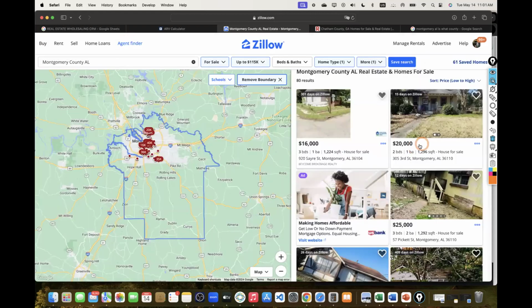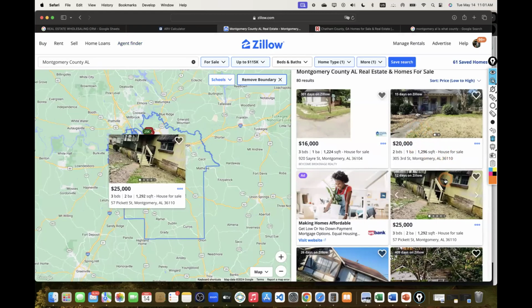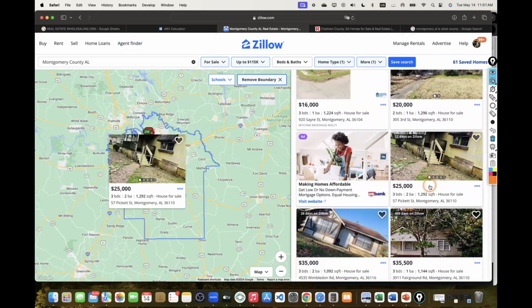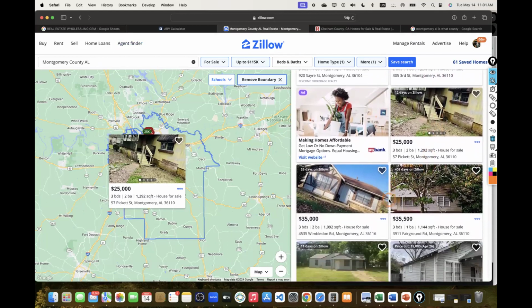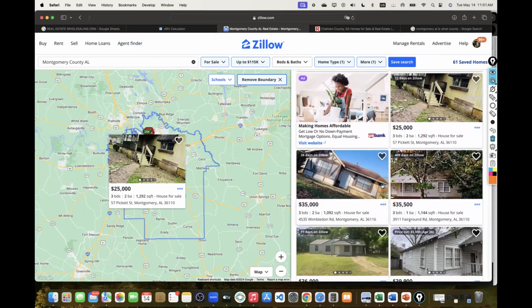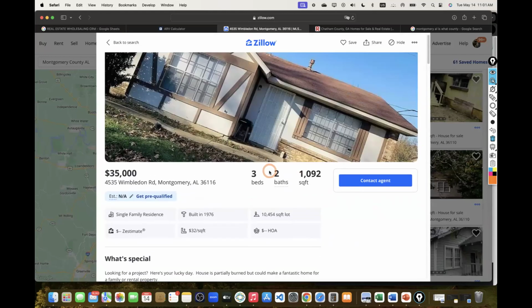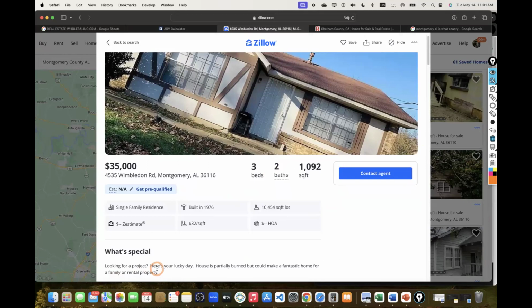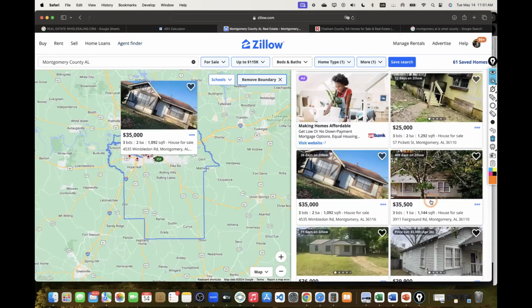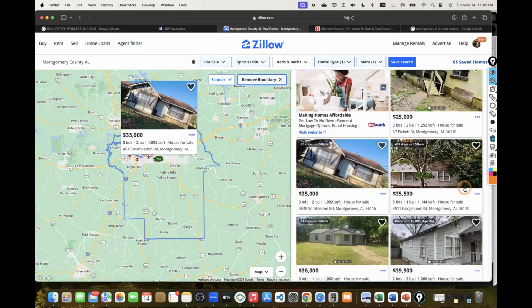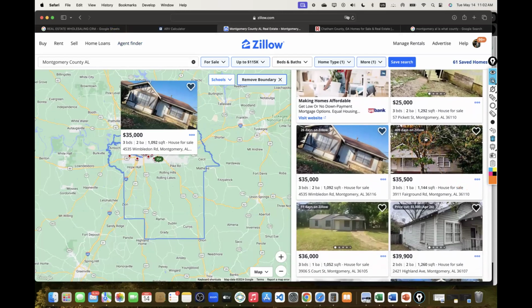But you see these properties less than $100,000, less than $50,000, these are going to be the nightmare ones. Again, occasionally you might come across a good one that is decent. Like this one looks very decent overall, but it's only one picture in here. Looking for a project, here's your lucky day. Those are bad words right there. Looking for a project, so it looks like a nightmare.